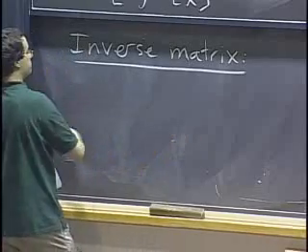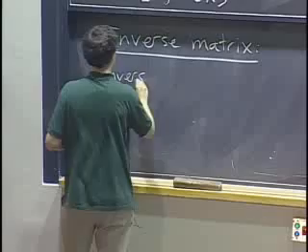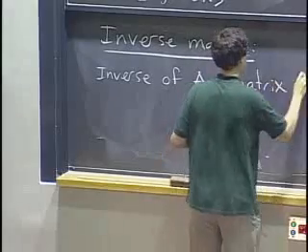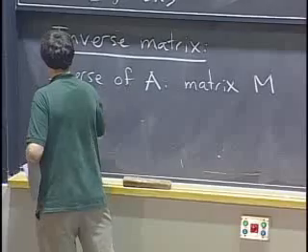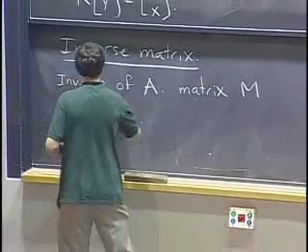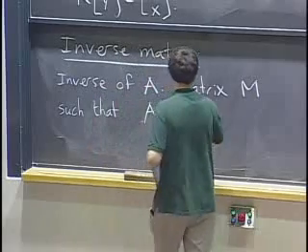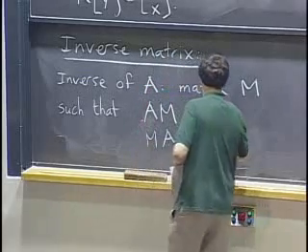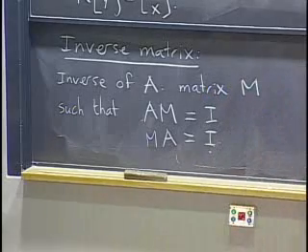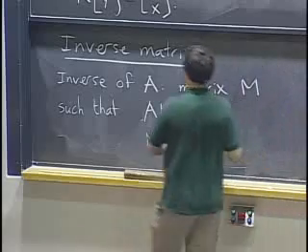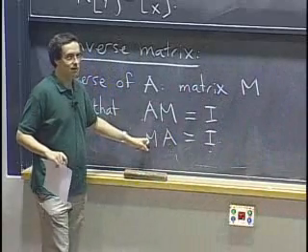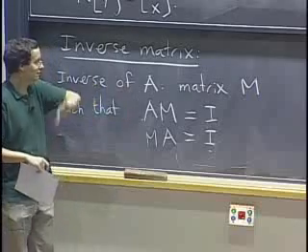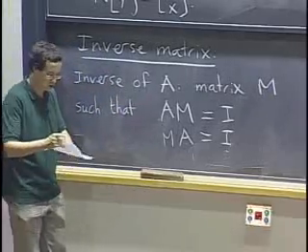So the inverse of A, by definition, is a matrix M with the property that if I multiply A by M, then I get the identity. And if I multiply M by A, I also get the identity. The two properties are equivalent. So that means if I apply first the transformation A, then the transformation M, I undo the transformation A, and vice versa. These two transformations are the opposite of each other. Well, I should say the inverse of each other.